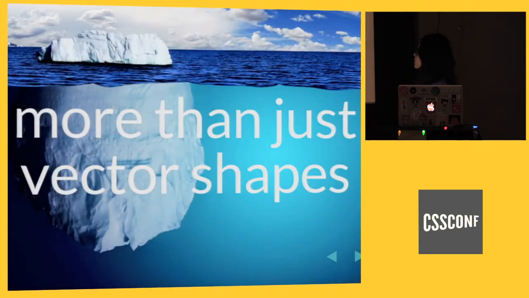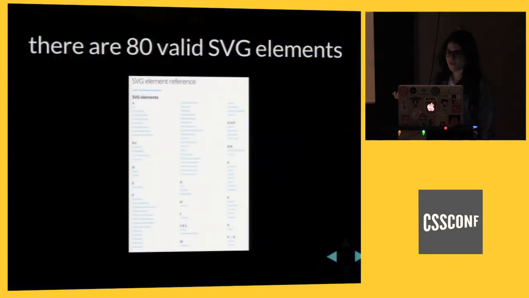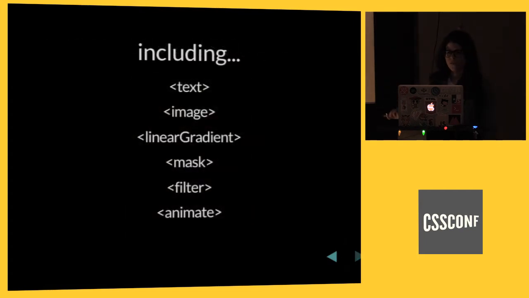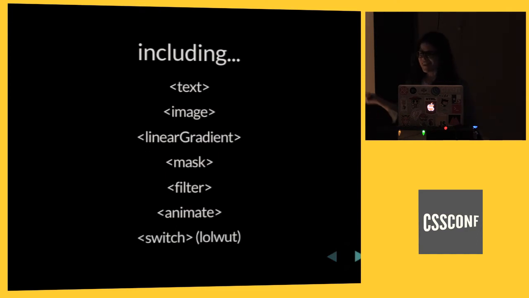So what I want to talk about, though, is that SVG is way more than just simple vector shapes. If you check out some resources on SVG, you can barely even see that on the screen. I had to shrink it. There are 80 valid SVG elements that you probably didn't know about, most of them. 20 minutes doesn't give me time to cover them all, but these are a few of my favorites that I found useful that we're going to look at. There's even a switch statement in SVG that I found out. Haven't found a use case for it, but it's there.